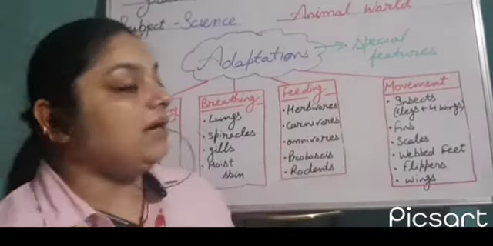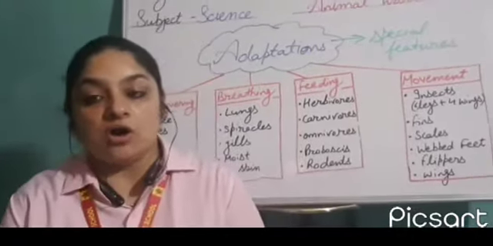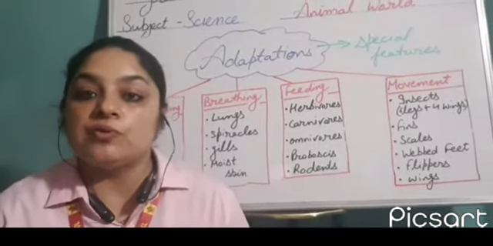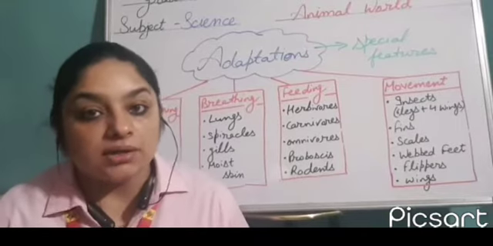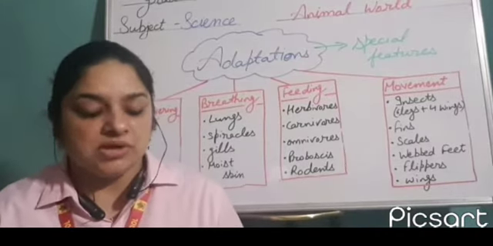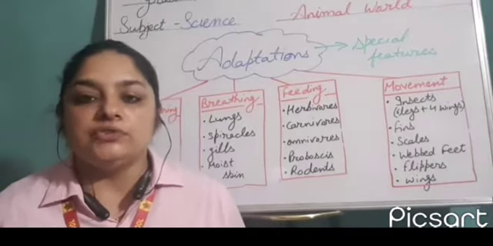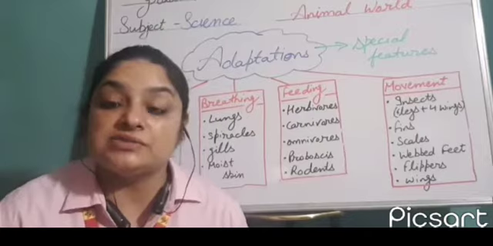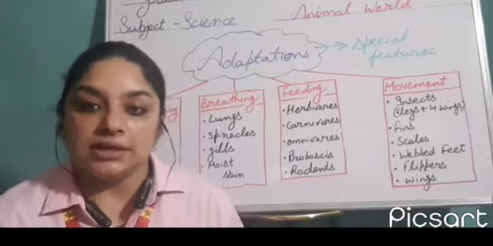Next is movement. Different animals have different movement organs which help them move from one place to another. Let's talk first of all about the mammals. Most of the mammals, lion, tiger, elephant, all of these, move from one place to another with the help of their legs, with the help of their strong limbs.